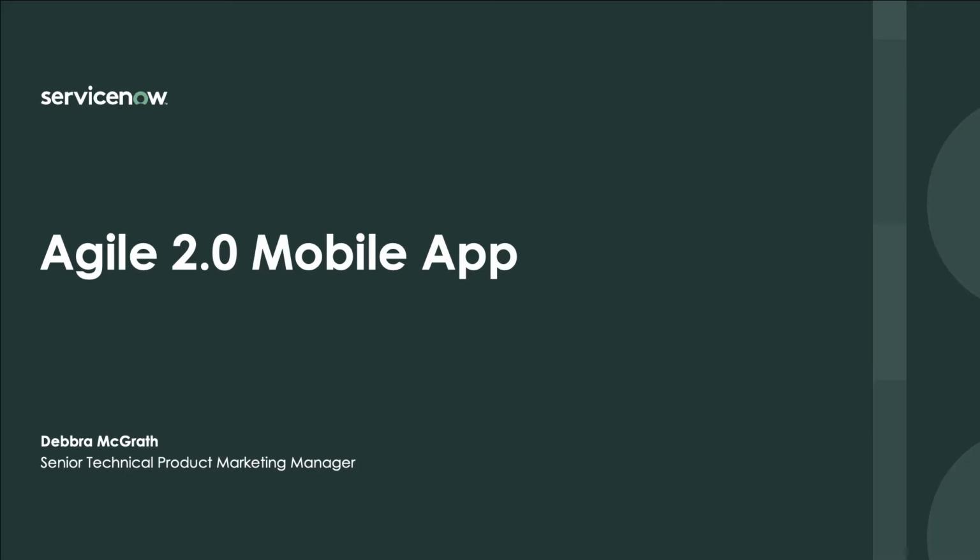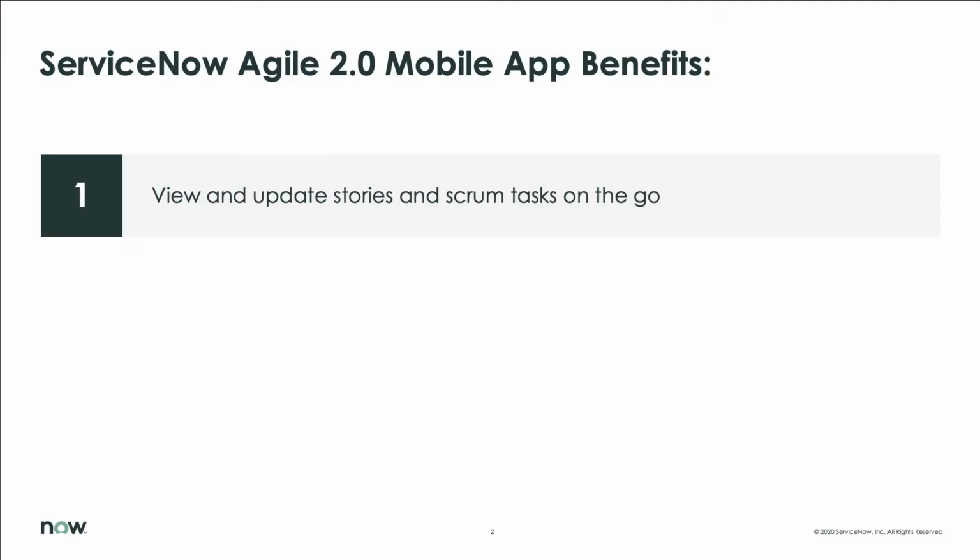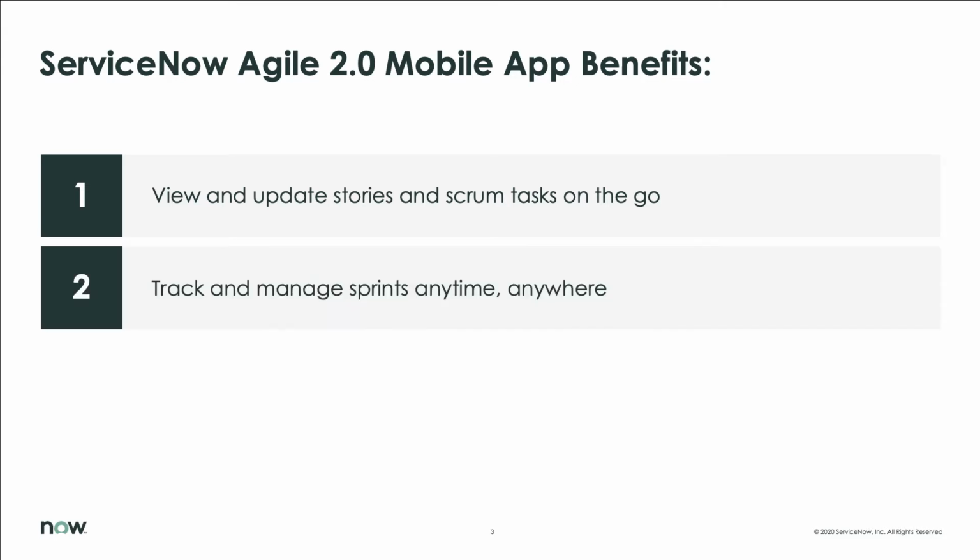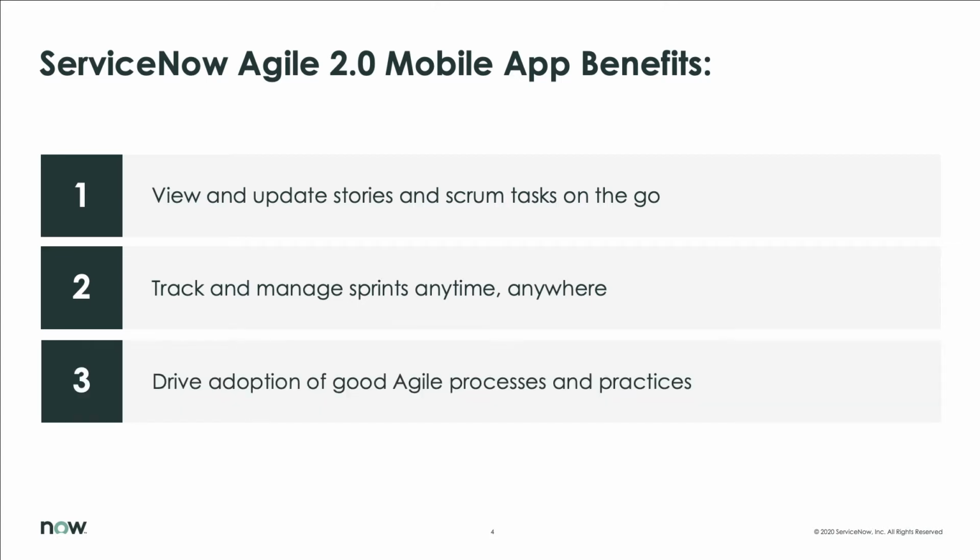In this 3-minute demo, I'll show you key capabilities of the ServiceNow Agile 2.0 mobile application. The Agile mobile app enables Agile team members to view and update stories and Scrum tasks on the go. Scrum Masters and product owners can easily track and manage sprints anytime, anywhere. And best of all, regular use of the app helps drive adoption of good Agile processes and practices.